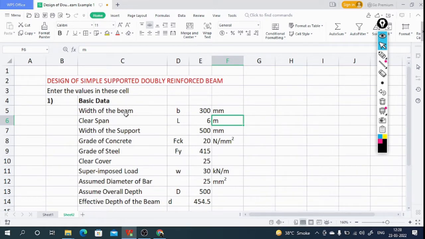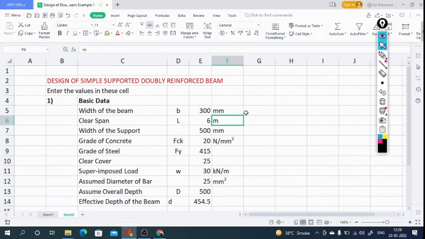Column C gives you the different terms that are used in the design, like width of the beam, clear span, overall depth of the beam, and those terms are indicated by symbols which are given in column D, like small b is the width of the beam and capital D is the overall depth of the beam, small w is the superimposed load that is acting on the beam. Column E gives the magnitude of different terms and F gives the unit of these terms like mm, meter.